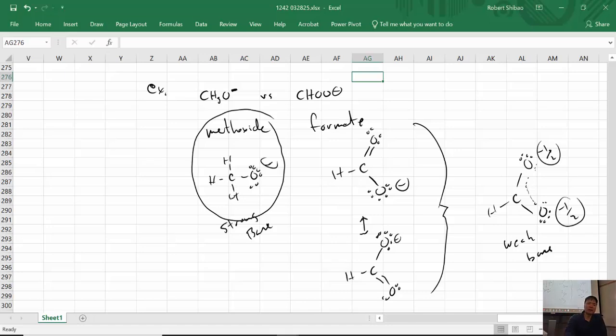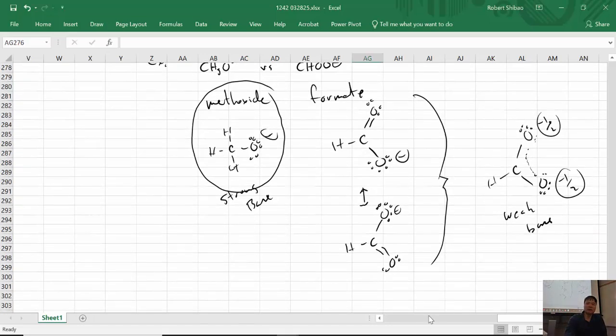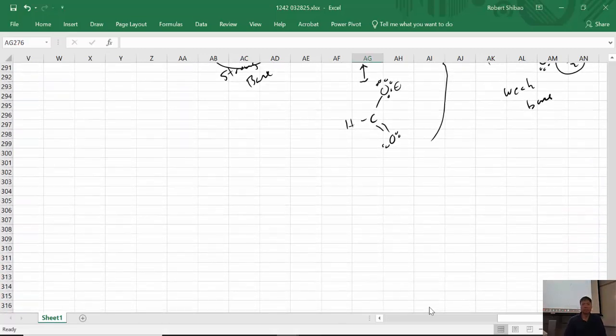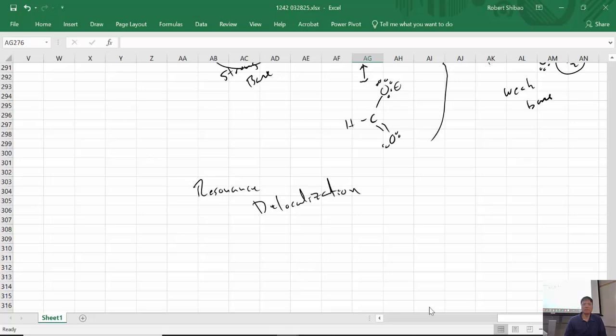And so we have two types of things that we look at: resonance delocalization and the inductive effect. Inductive effect, we look at two things. We look at electron withdrawers. Electron withdrawers are usually electronegative type species versus electron pushers.